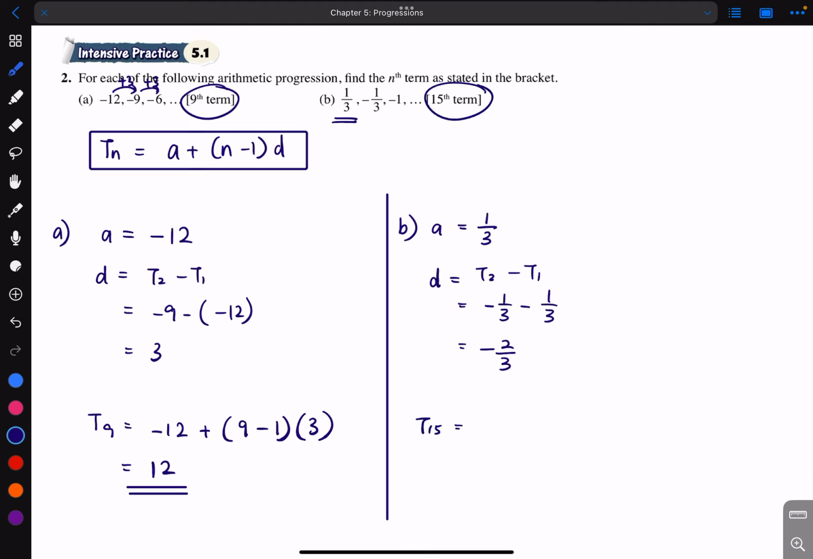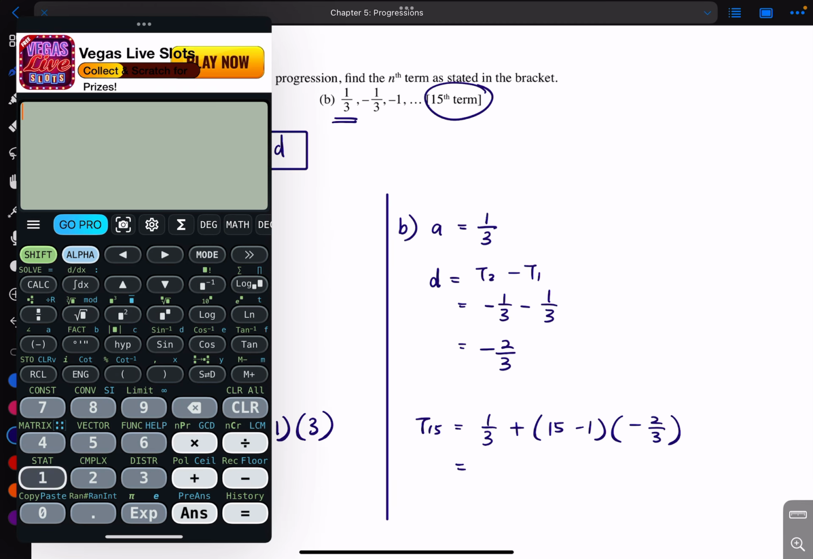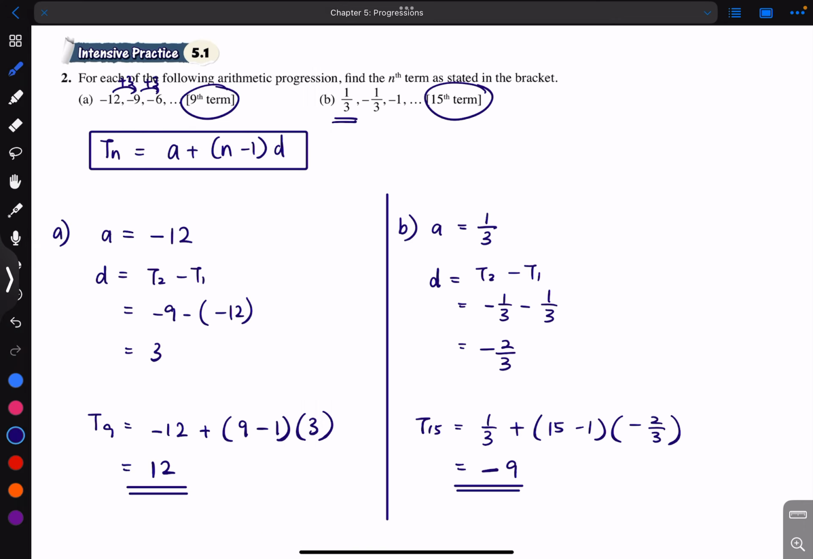So T15 is a plus (n - 1)d. So a is 1/3. n minus 1, d. 1/3 plus 14 d, -9. So the 15th term is -9. Done.